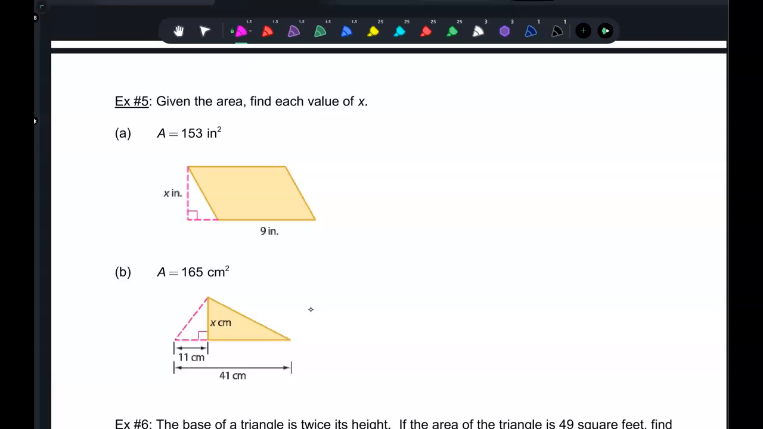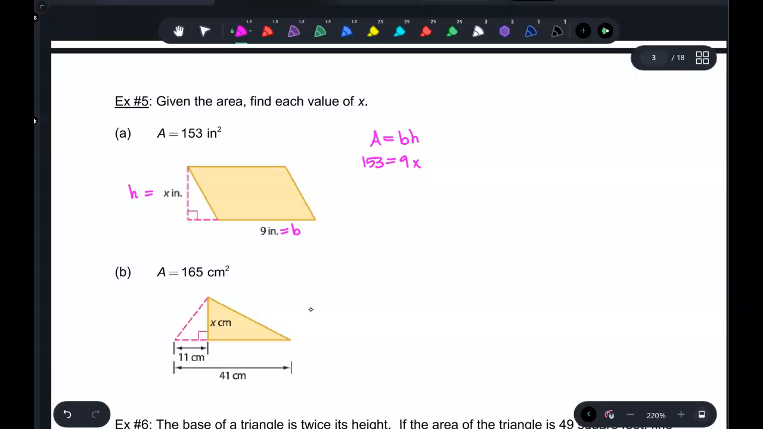Okay, so here we're given the area, we want to find the value of x. What does x represent on here? This is the height, and this is the base. This is a parallelogram, right? What's the formula for a parallelogram? Just base times height. So the area is 153, the base is 9, and the height is x. So we just have to do 153 divided by 9. 17.